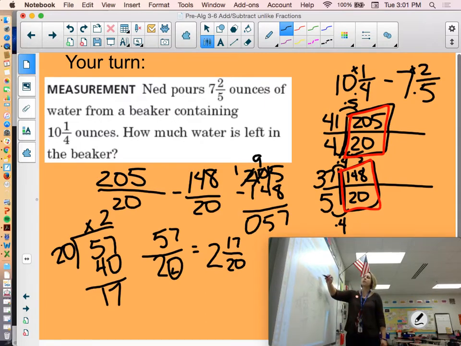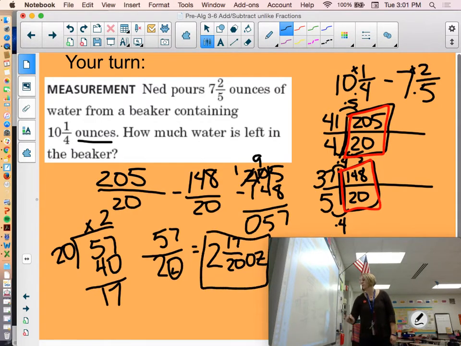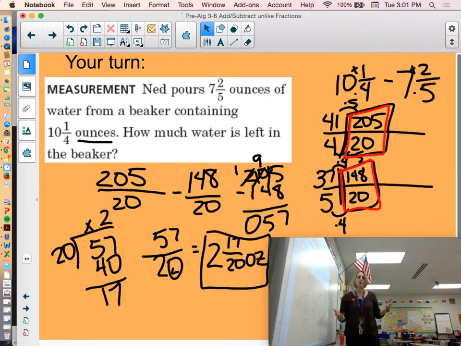And then don't forget to label it. It's in ounces. So how much water is left? All right. 2 and 17/20 ounces. There we go. We did a word problem. Yay!